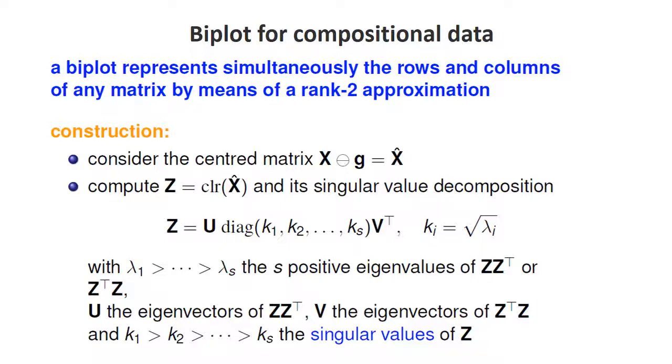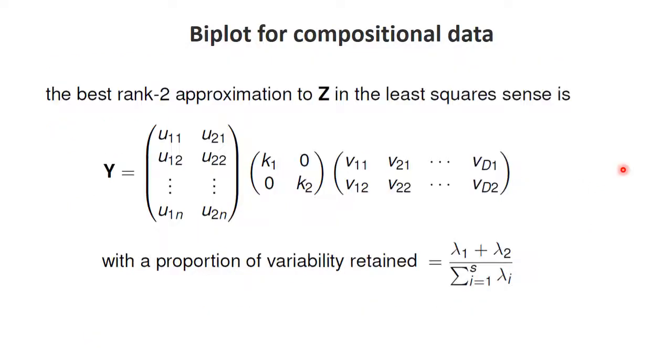What we end up with in the end is a certain number of positive eigenvalues. Notice that these eigenvalues are eigenvalues of Z transpose Z or Z Z transpose, they're the same. Then we have eigenvectors belonging to this and eigenvectors belonging to that. So that's just a standard eigenvalue or singular value decomposition. Then we write the best rank 2 approximation.